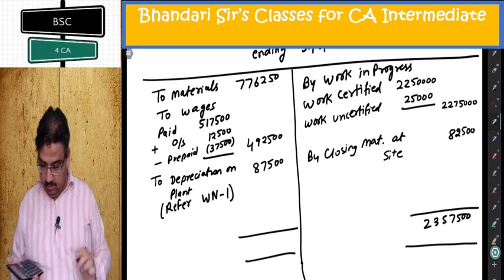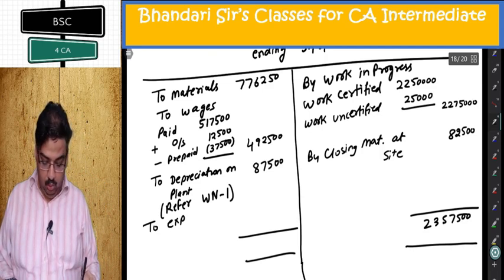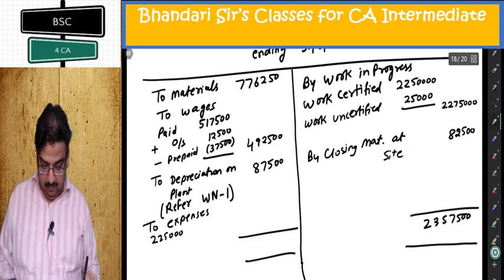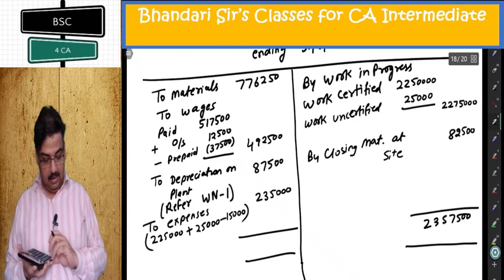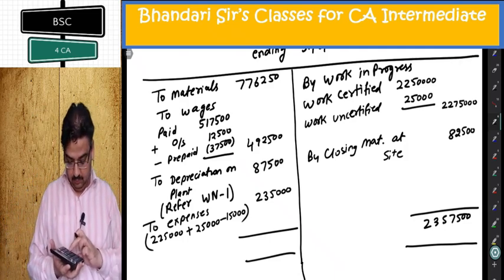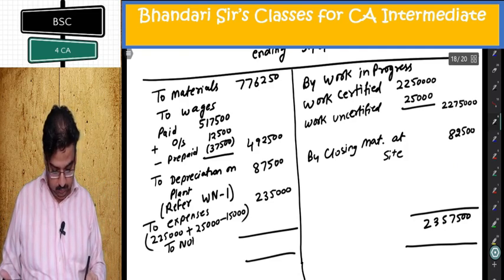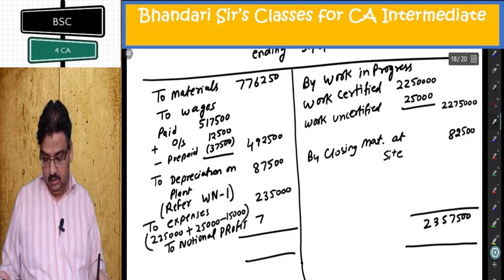I think expenses we missed. Okay, expenses we need to put. Two expenses. 2,25,000 plus 25,000 outstanding minus 15,000 prepaid. 2,35,000 is expense. I hope I am getting two. Notional profit 766,250.